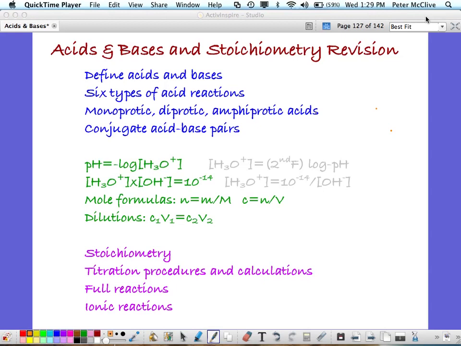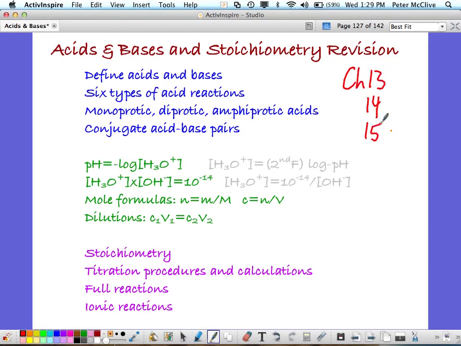the areas that are going to be covered by the test. I think, just to be clear, this is the upcoming chemistry test. It's chapters 13, 14 and 15, which means that 13 and 14 are just acids and bases, and 15 is the stoichiometry one.